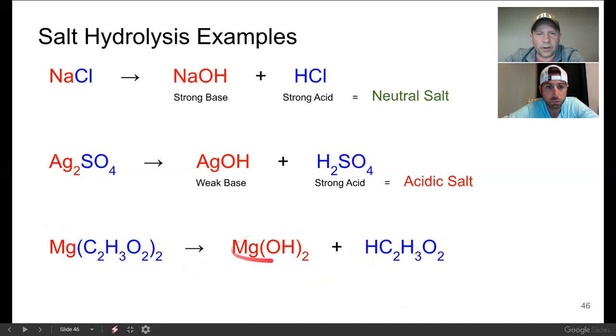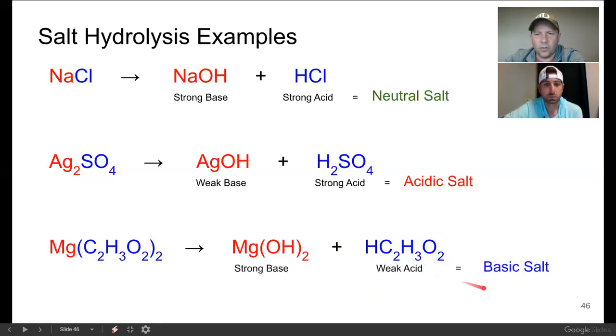Yep. What about magnesium hydroxide? Is it a strong or weak base? Strong. Strong base. That's a group 2, right? Yep. And then is it a weak or strong acid? Weak. Weak is not one of the ones we memorize. So if we have a strong base, weak acid, we got a basic salt, my friend. Okay. So this is a basic salt. This is an acidic salt, and this is a neutral salt.